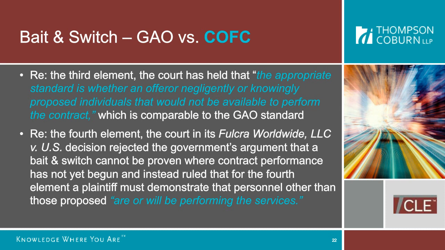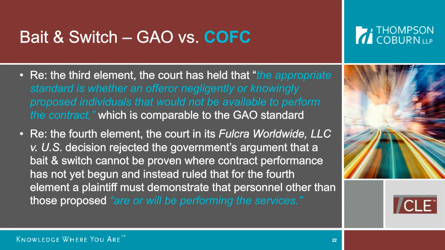And the fourth element, the final element of the bait and switch test, the Fulcra Court, which was a decision that's often been cited at the Court of Federal Claims involving bait and switch allegations, the court held that a bait and switch can't be proven where contract performance has not yet begun. And so that essentially goes to the fact that the protester has to prove that the personnel other than proposed are performing the services. Instead, the court found the plaintiff has to demonstrate that personnel other than those proposed are or will be performing.